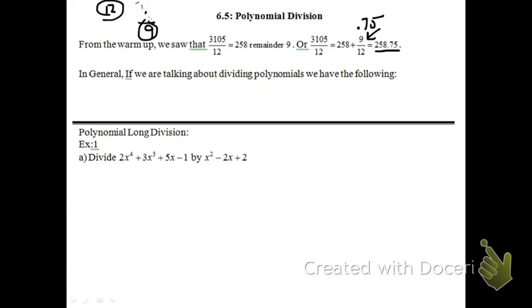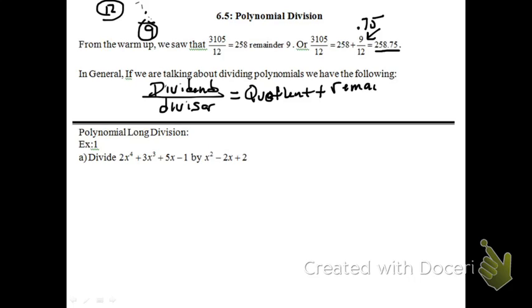In general, when you're talking about dividing polynomials, it's the following. You're going to have your dividend over your divisor equals the quotient plus the remainder over your divisor. That's just general division right there.